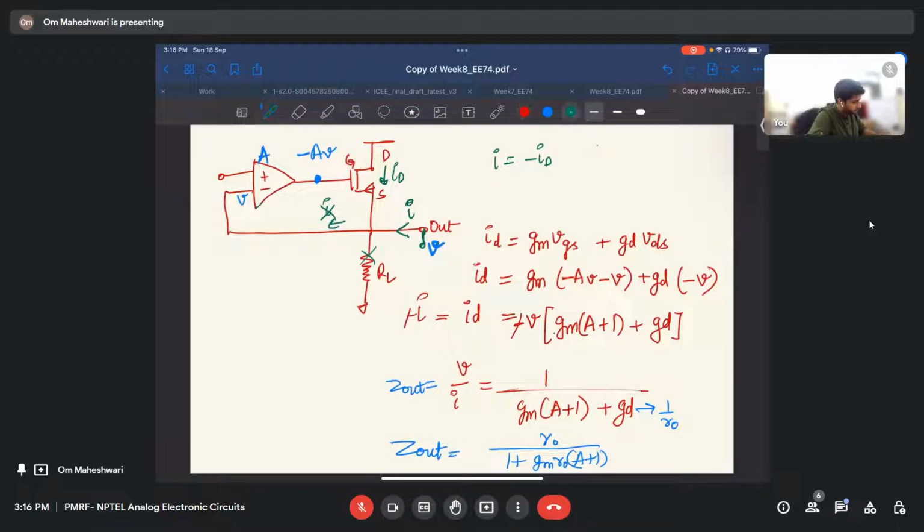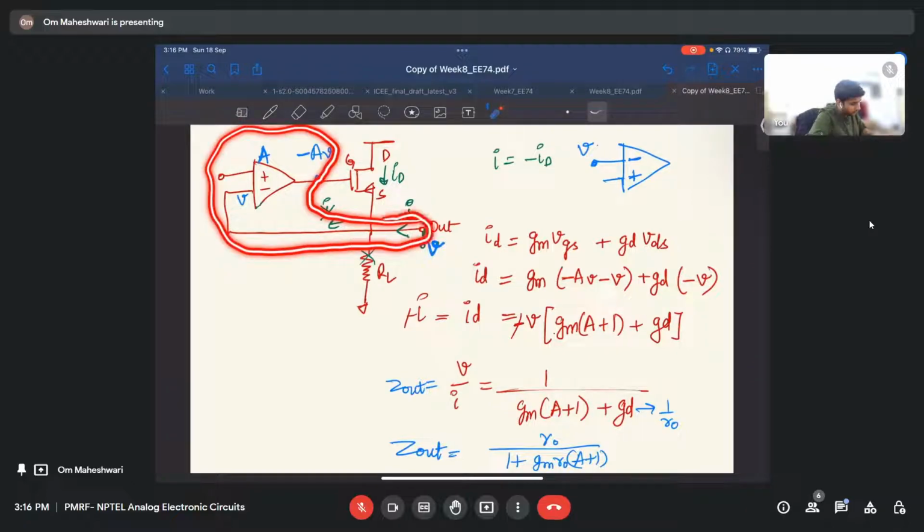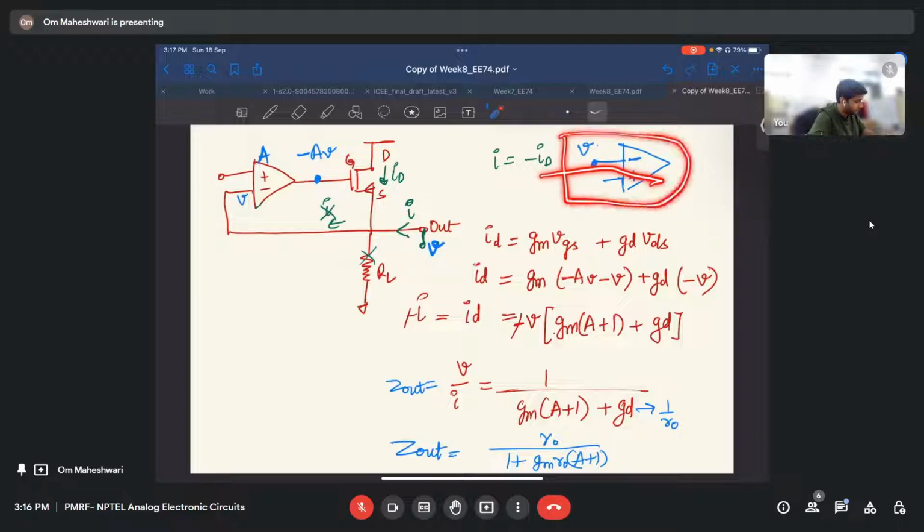Let me draw here again. So let us see, this is an op-amp. This is the inverting terminal, this is the non-inverting terminal, and then apply voltage V here. So this case is the same as this case, right? At the inverting terminal, I have just applied V, and here I have not applied anything. So this is the same as this. Can you appreciate that both these conditions are the same? Yes, sir.